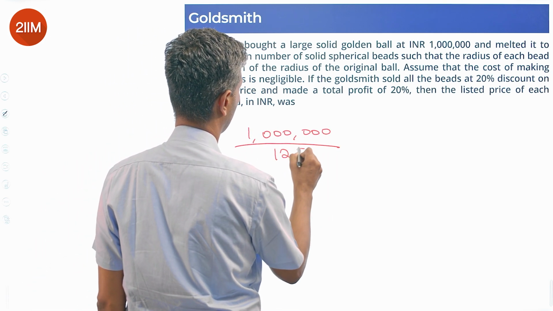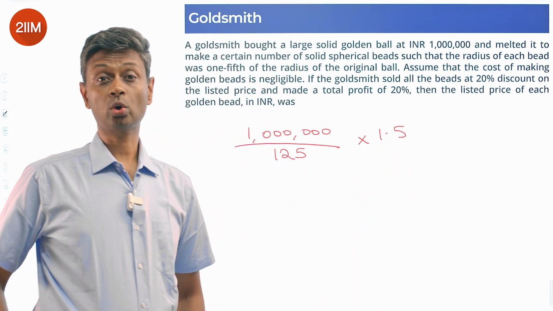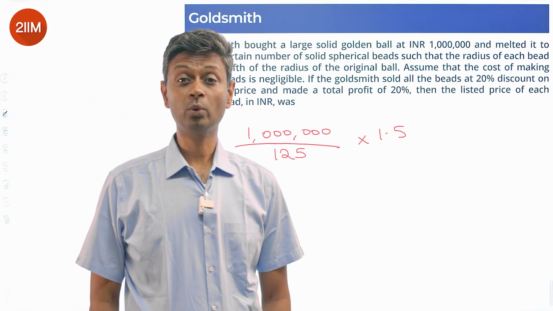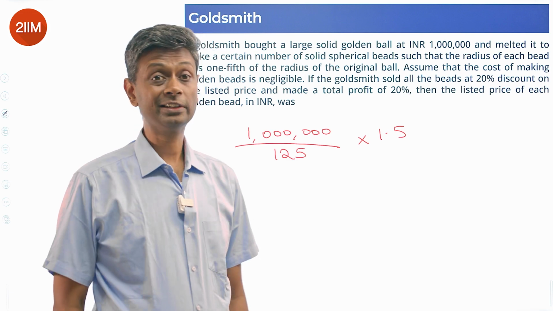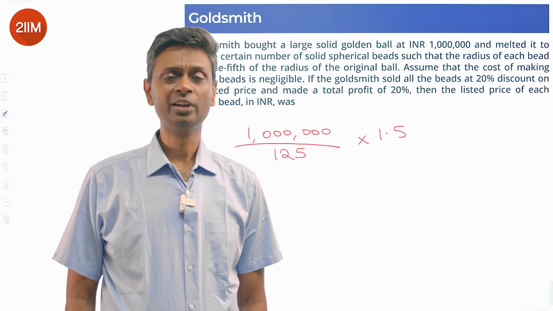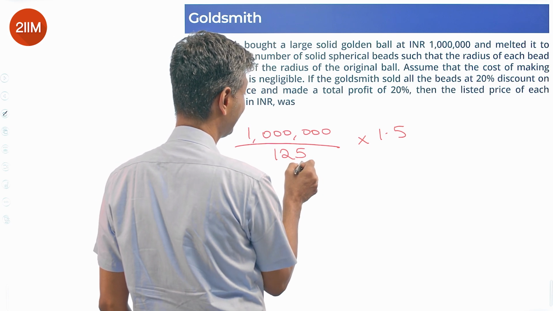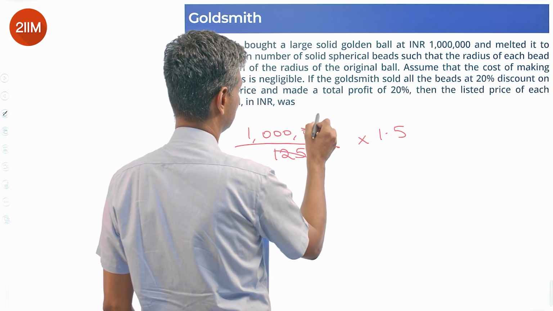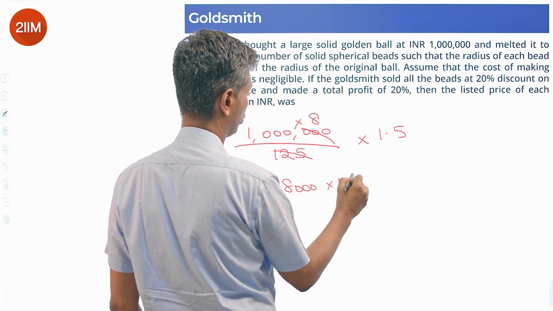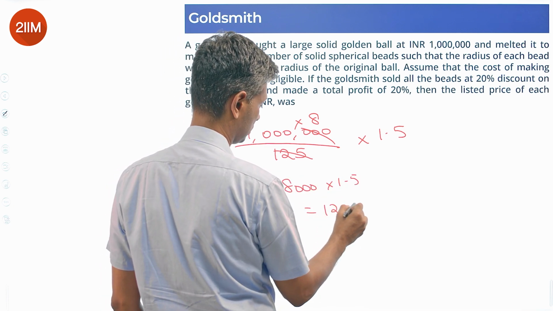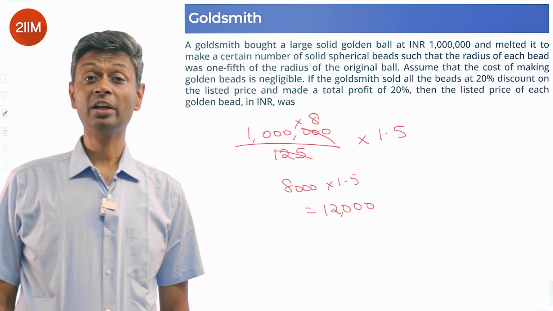divided by 125 into 1.5. 1 million is the total cost price. 1 million by 125 is the cost price of each golden bead. That into 1.5 is the listed price of each golden bead, which is what we need to find. 1000 by 125 is 8. So 1000 into 8. 8000 into 1.5. How do I know 125 into 8 is 1000? I know 1 by 8 is 0.125.